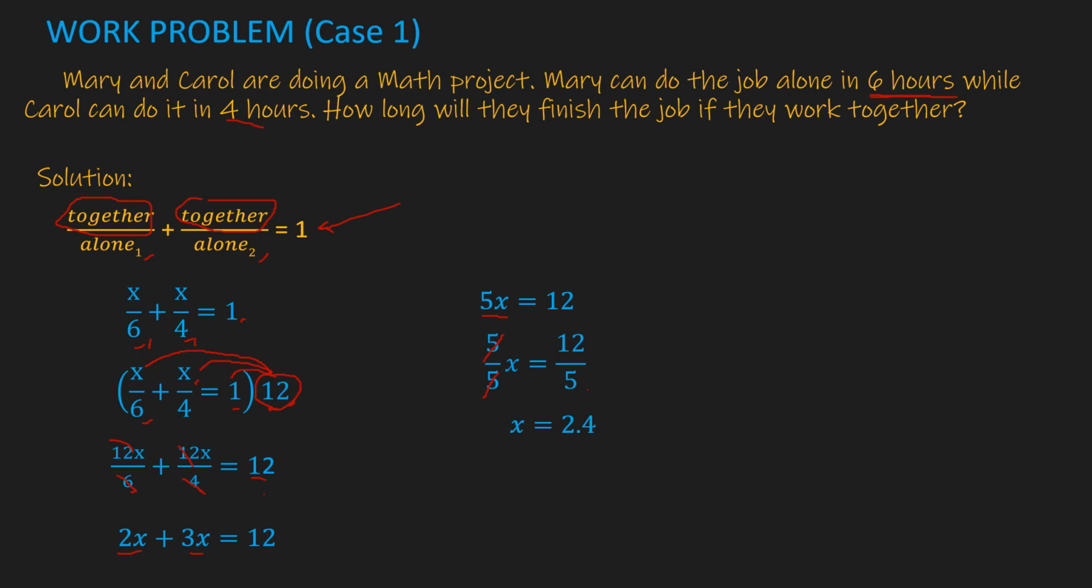But x stands for the time they need to work together to finish the job. And our unit of time here is in hours. Therefore, our answer should be in hours. So they can do the job together in 2.4 hours.